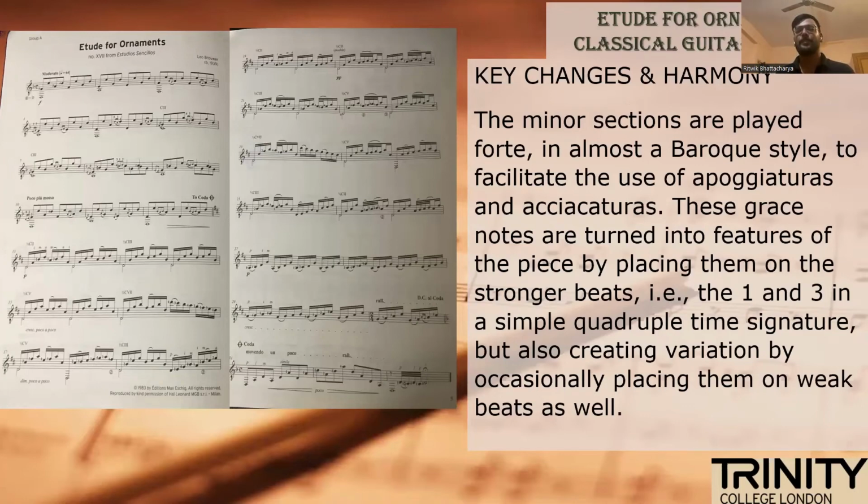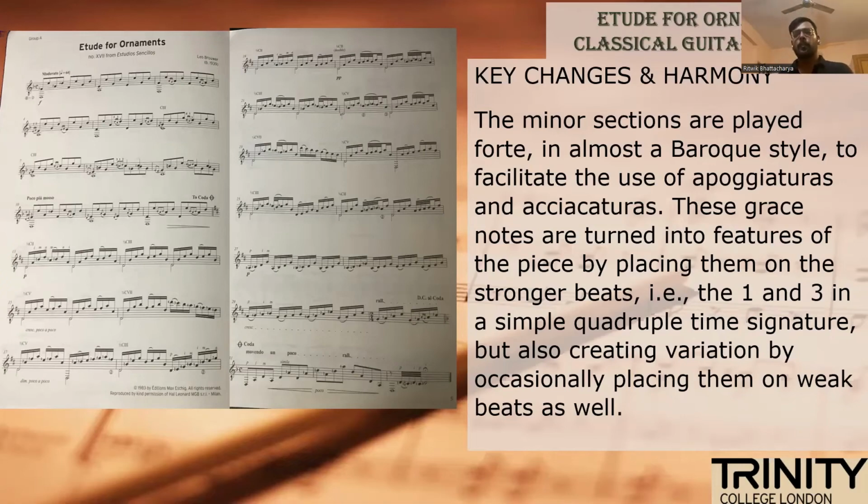So to start with, key changes and harmony. This is a pretty cool thing that we observe here, that this piece is divided into two halves, and the first half is in D minor, but the second half is in D major. Now, stylistically speaking, the minor sections are played forte and in a pseudo quasi baroque style. And they facilitate the use of appoggiaturas and acciaccaturas. You can see these grace notes all over the minor sections of the piece.